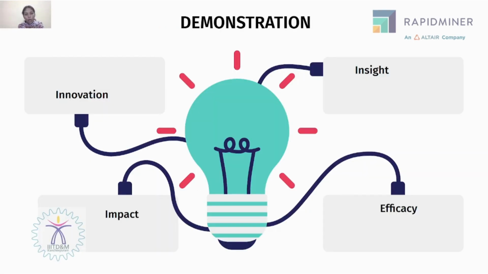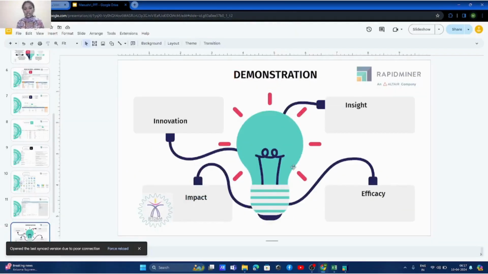So I have given a quick points of what are all the things I have done throughout my project. Now let me show a quick recap of the project, or the quick demonstration of the project which I have done in the RapidMiner Studio. Now let's get into the demonstration step.